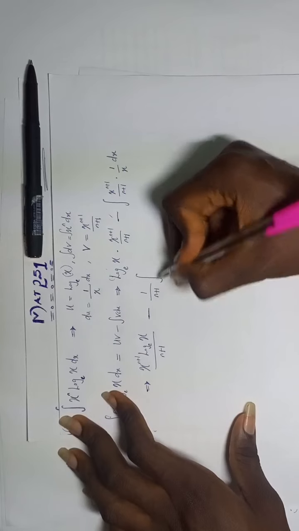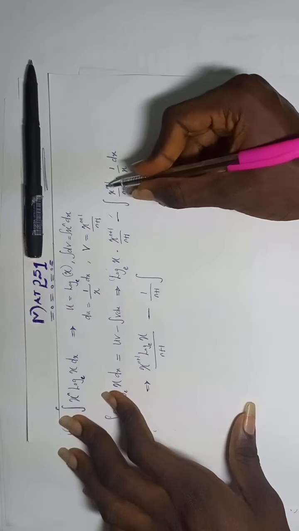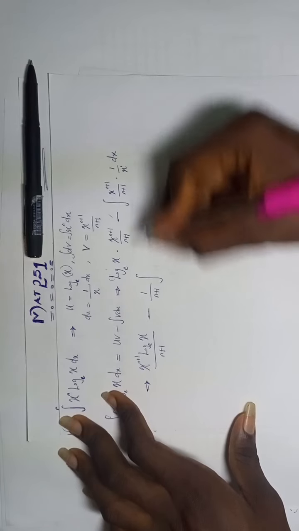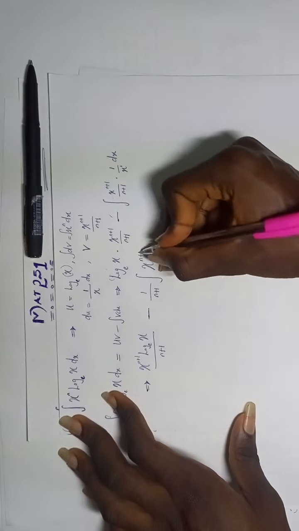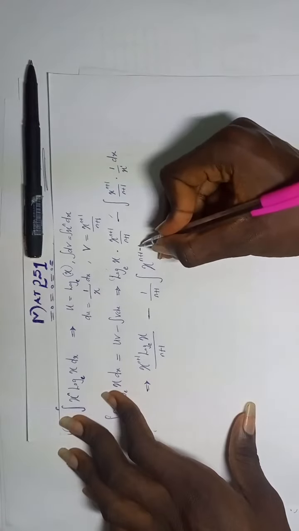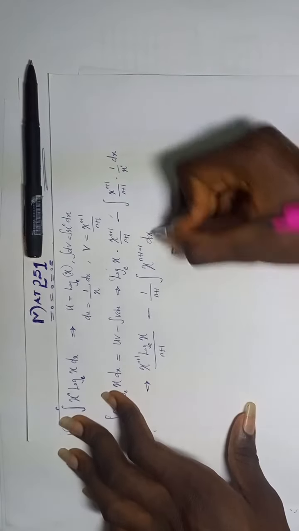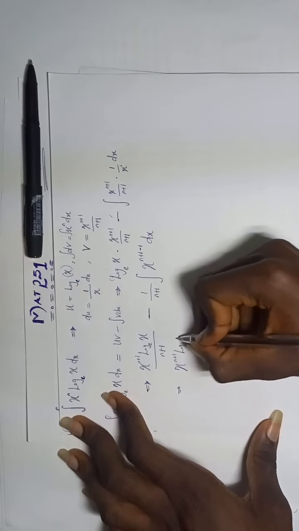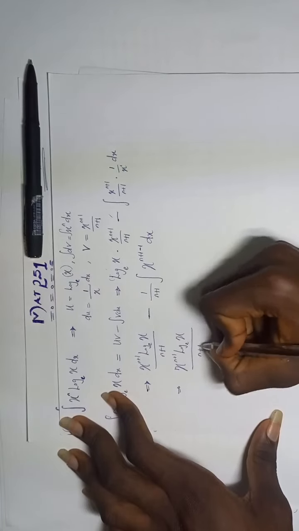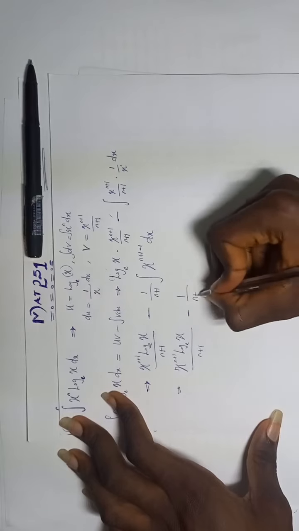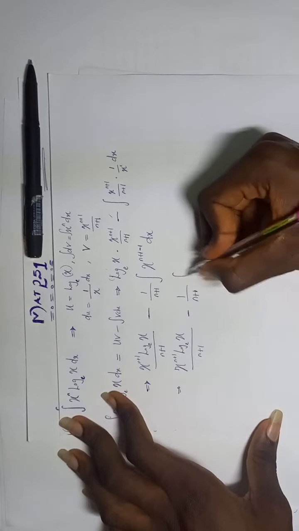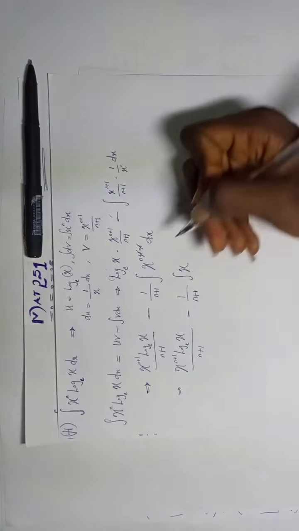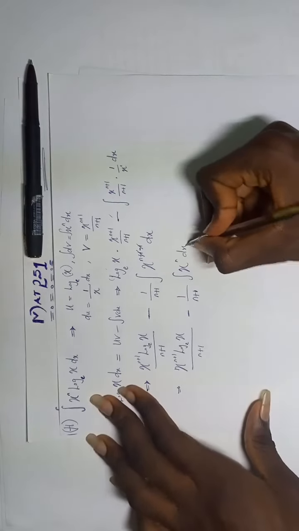We end up having an integral of x^(n+1) divided by x. You just make use of indices, and that should be x to the power of n+1. When you have a division, then that will be the negative of this power. So this is what I have left. So when you proceed, you end up having x^(n+1) and logarithm of x to base e over n+1, minus 1 over n+1, then the integral of x, where the plus 1 and minus 1 cancel. Whatever I have left will be x to the power of n.